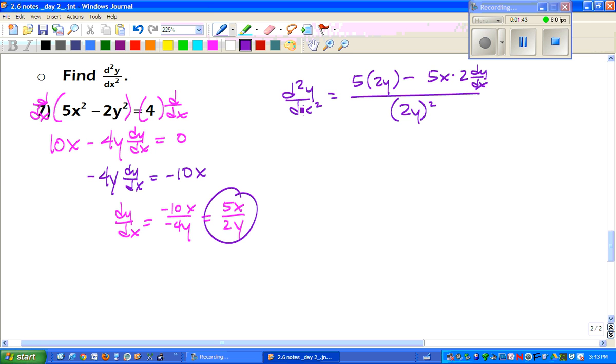Now, when we find the second derivative, we don't want to have dy/dx in there. We want everything in terms of x and y. So that's an easy solve because, remember, we just found out what dy/dx was. Remember, dy/dx is 5x over 2y. So what we need to do here is take that and substitute it into our second derivative in place of dy/dx, because we know that's what it's equal to.